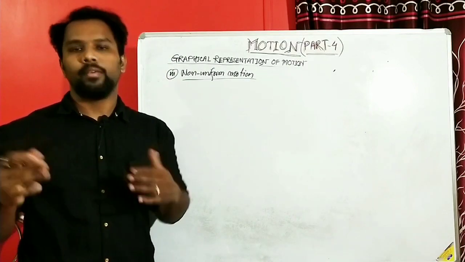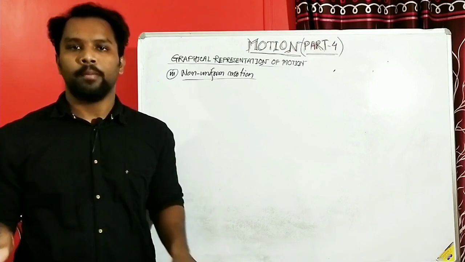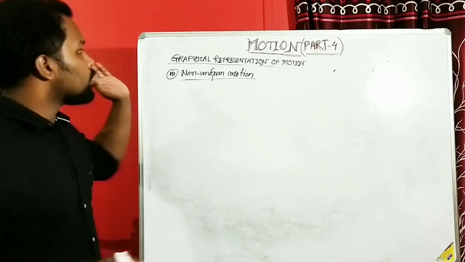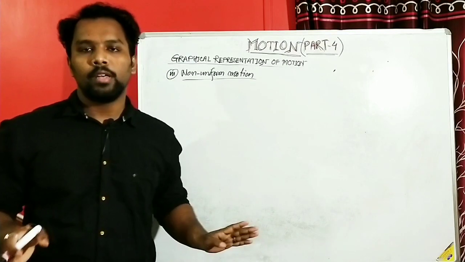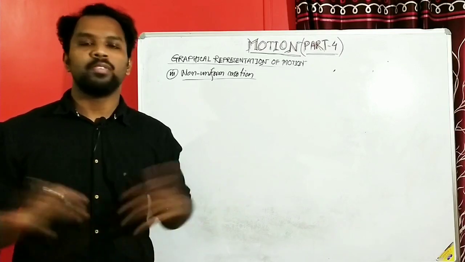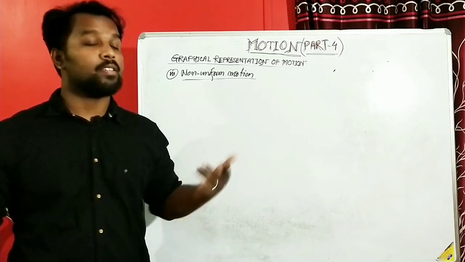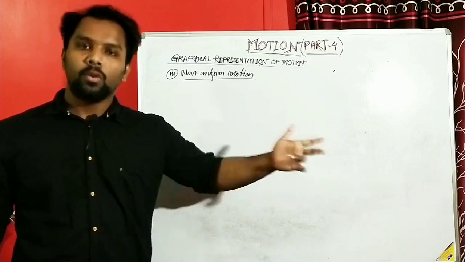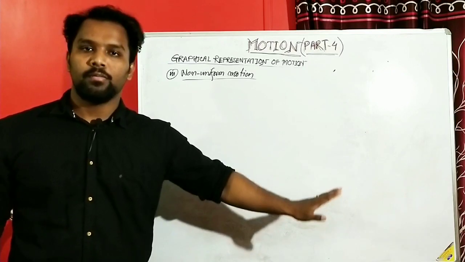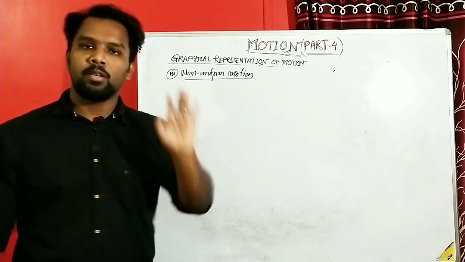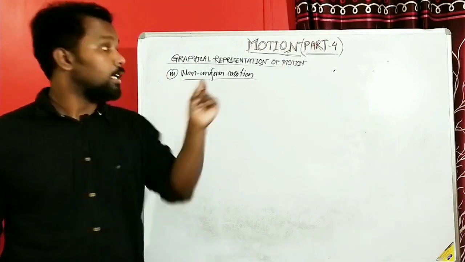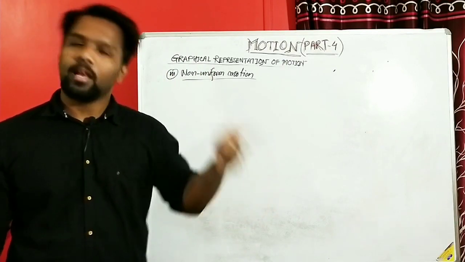The distance traveled is going to be different in equivalent intervals of time. And once the concept of non-uniform motion comes, that means the velocity and speed are not going to be the same throughout the journey. That means if there is a change in velocity, what can be there? Acceleration. But in non-uniform motion, since acceleration is there, it again has two parts. One is uniform acceleration and the other is non-uniform acceleration.